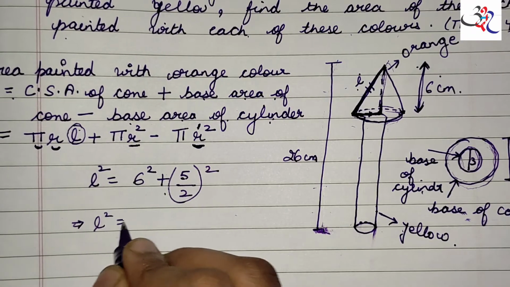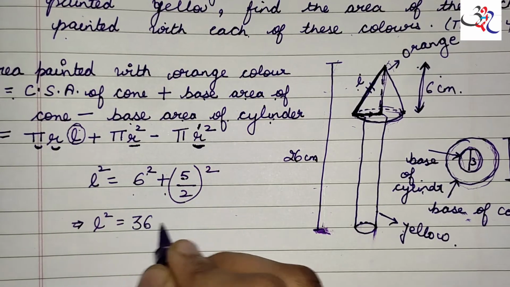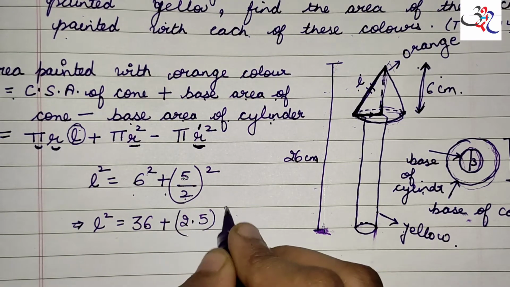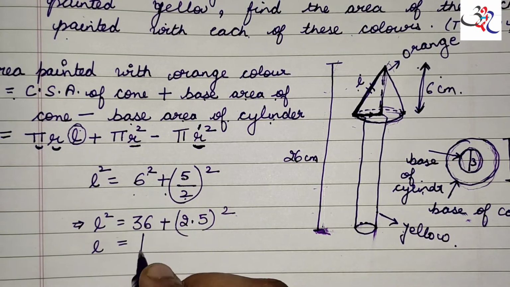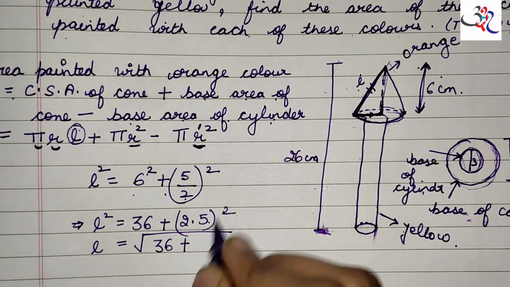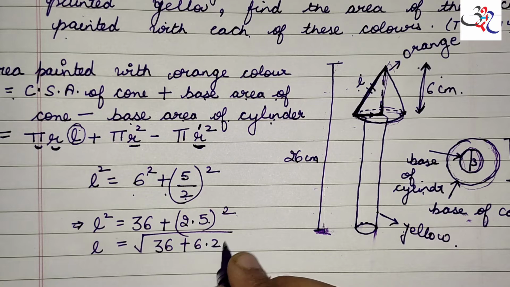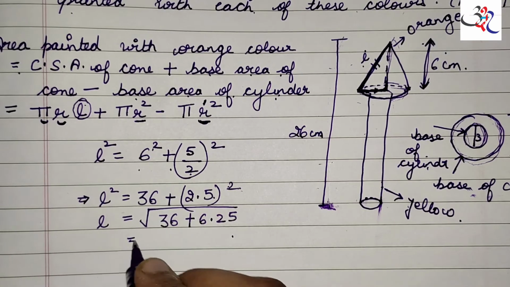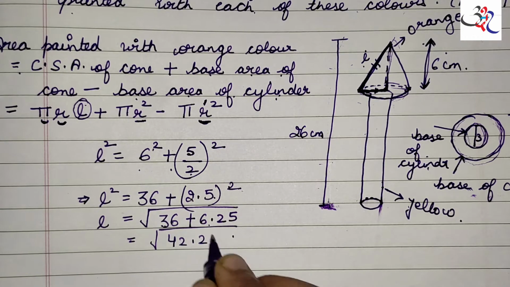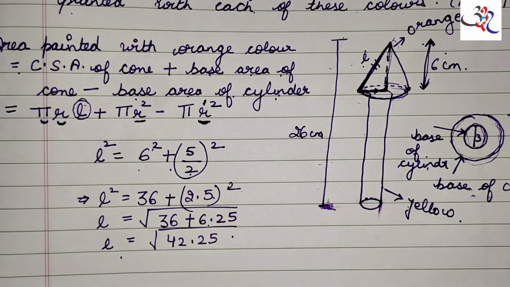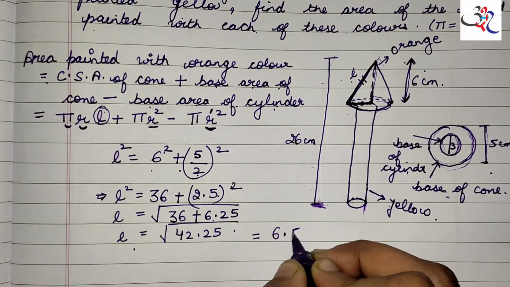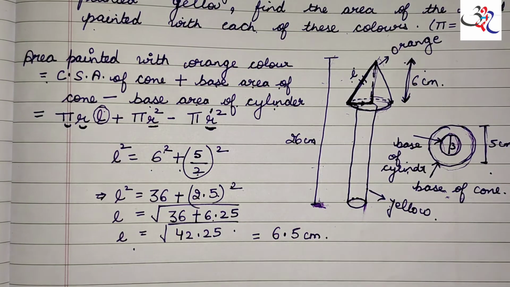So L square will be equal to 6 square, which is 36, plus 2.5 square. So L will be equal to the square root of 36 plus 6.25. This is 42.25. So I will get the square root of 42.25 equal to L, which is approximately 6.5 centimeter.